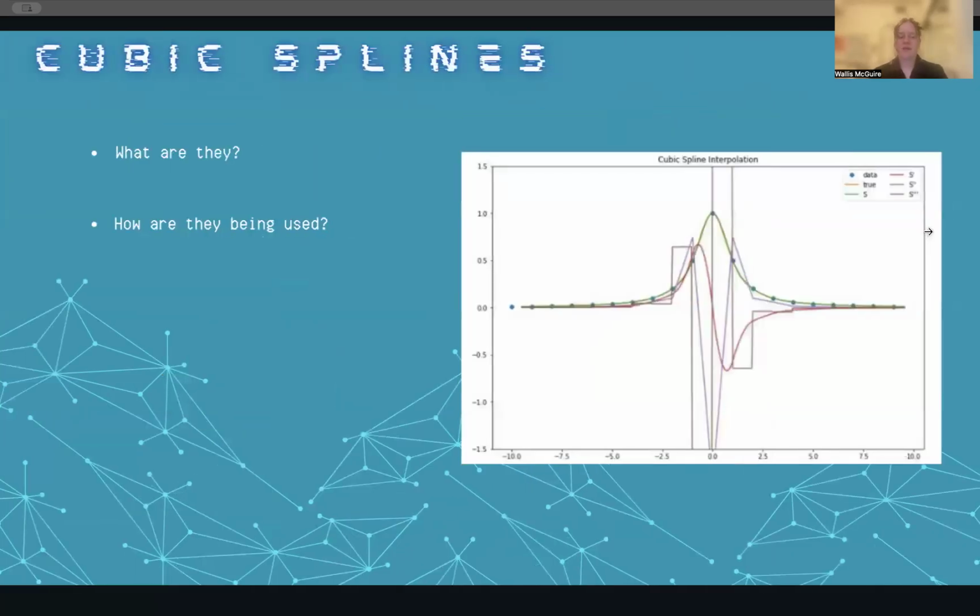So what are cubic splines? Well, cubic spline interpolation is a way of finding a curve that connects data points with a degree of 3 or less. Their main point is that they use polynomials to estimate the curve. And what's good about using polynomials is that they're smooth and continuous.